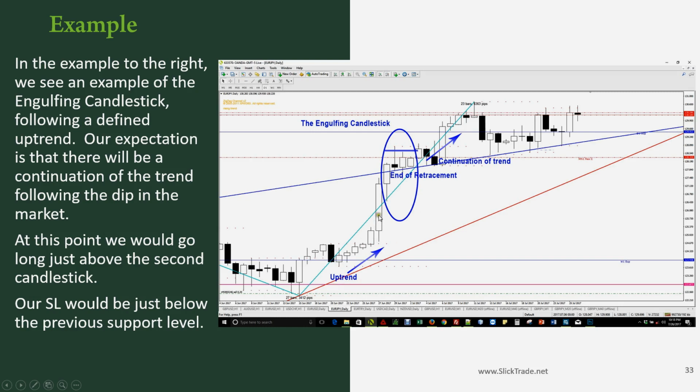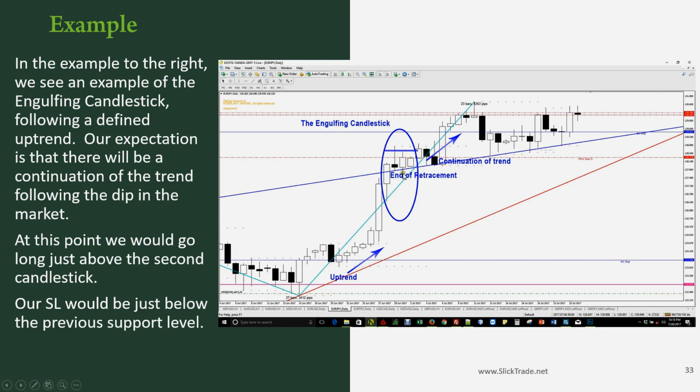So here is our defined uptrend. Here we have a little bit of consolidation. And then we have our engulfing candlestick, and that is this one right here. As you can see, the body of this one is within this body. We would set and go long just above, or like I said, you can do it at the body too, at the top, just above the body formation there. But you can do it either way, whatever you feel more comfortable with. Your stop loss would be at the previous support level.